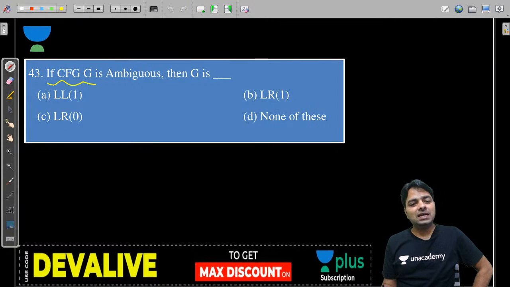If the CFG is ambiguous, can you say that G is LL1? No. Can you say LR1? No. Can you say LR0? No. Because grammar is already ambiguous. So answer is D. Yes.